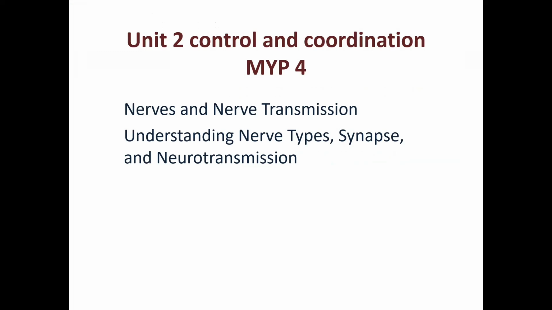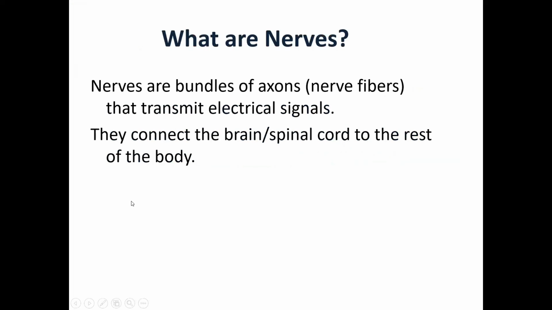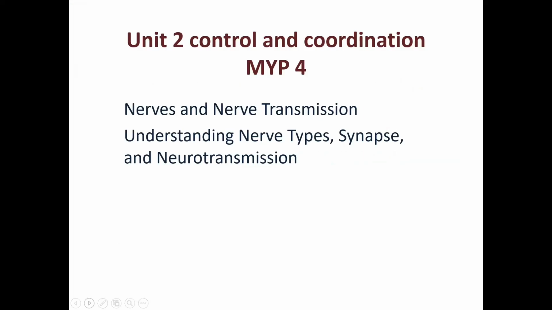So let's start. Welcome to Unit 2 Control and Coordination, MYP 4. In this lesson, we will explore nerves and nerve transmission. How does nerve transmission take place? Before we start, let's introduce our major topics: nerves and nerve transmission, understanding nerve types, synapse and neurotransmission, and something about neurotransmitters.